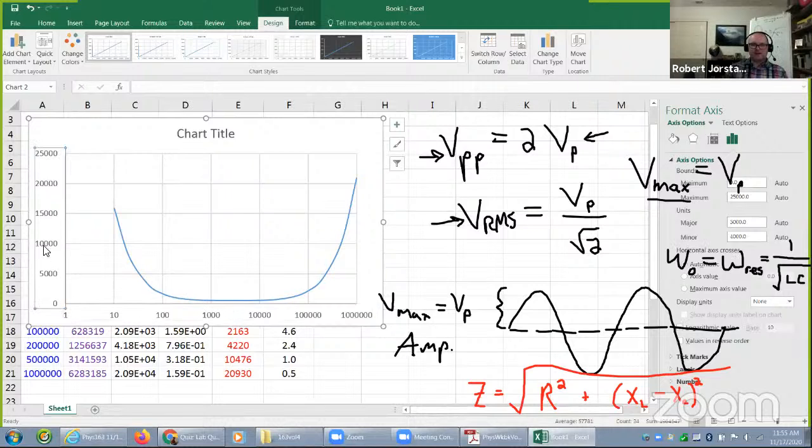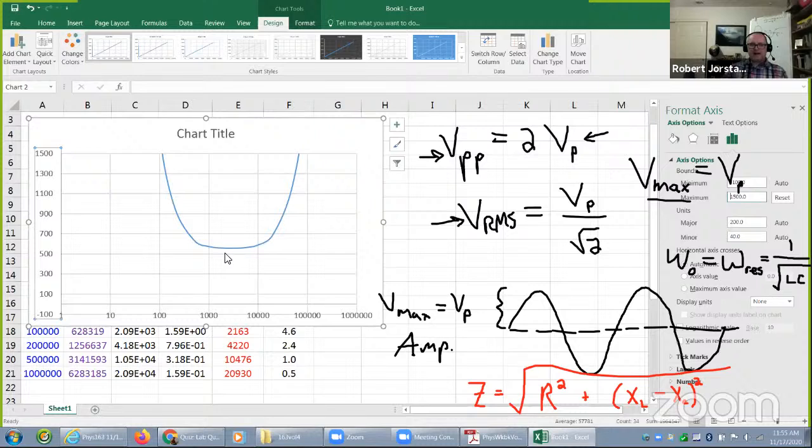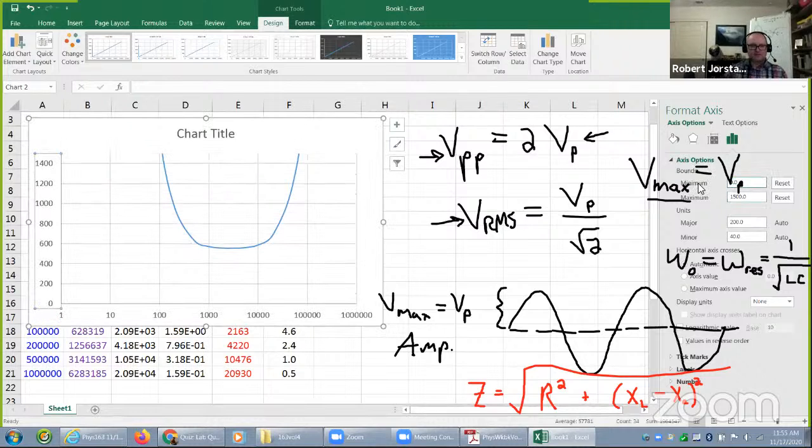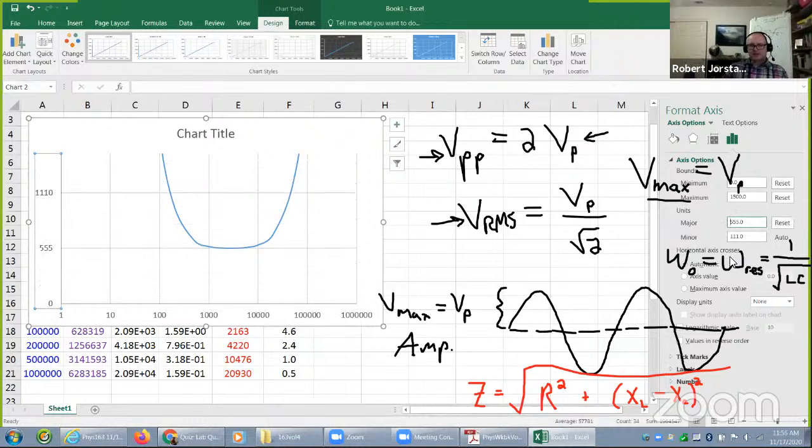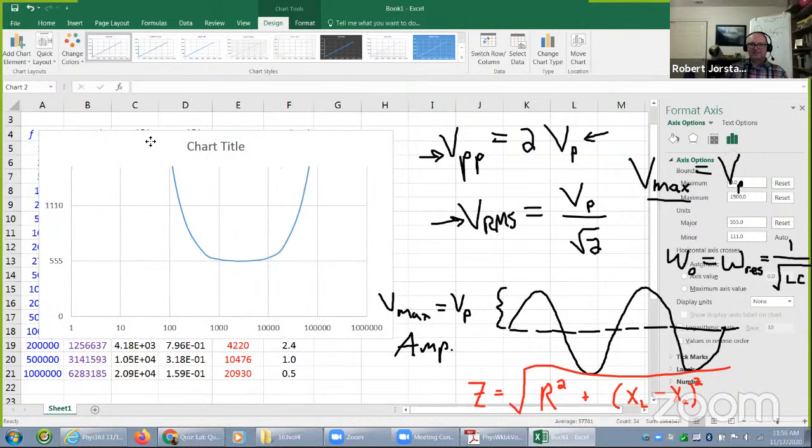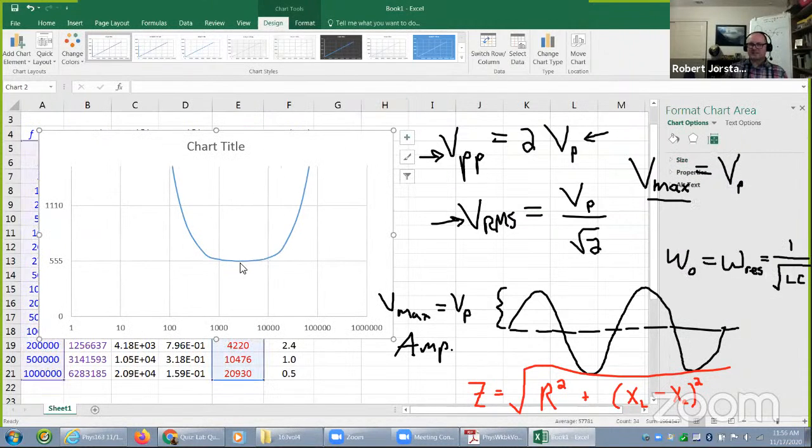If I want to see this a little bit better, I could change my maximum to say 10,000. How about 1,500. And notice, what value does it bottom out at? It bottoms out at 580 something. Actually, it's 555. The value of R, remember? The minimum value of Z is the resistance.